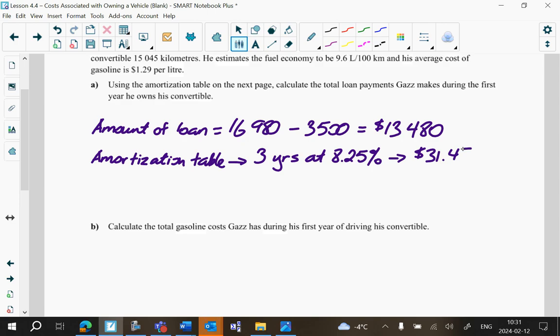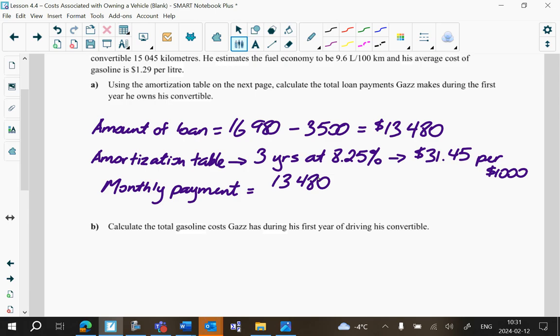So to figure out his monthly payment, I got to take the amount of his loan, $13,480. Figure out how many thousands are in that. How do you figure out how many thousands are in that? You divide by 1,000. And every 1,000 costs $31.45. So that means his monthly payment is going to be $423.95.